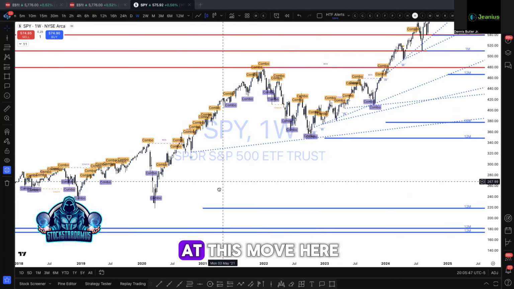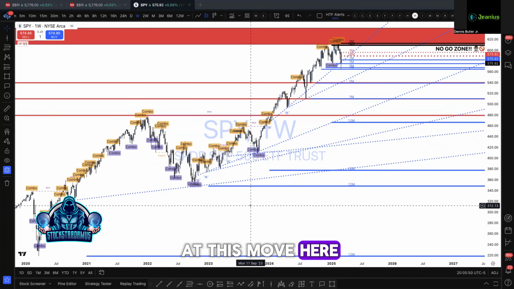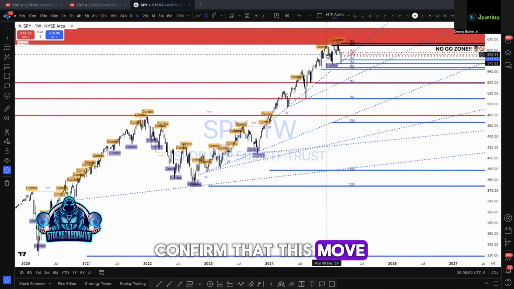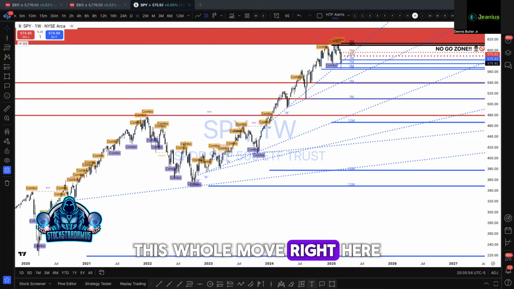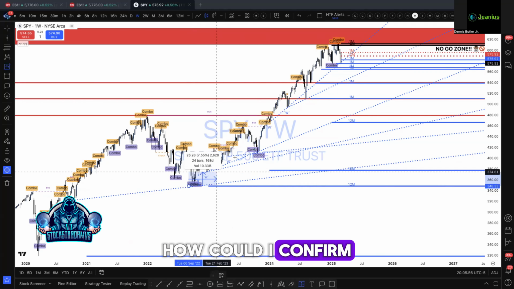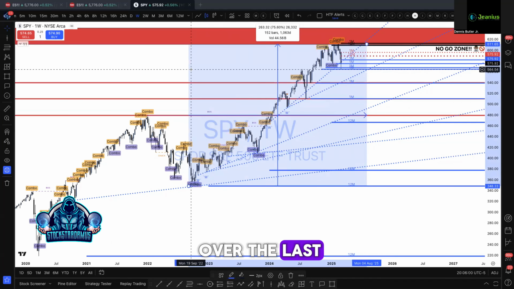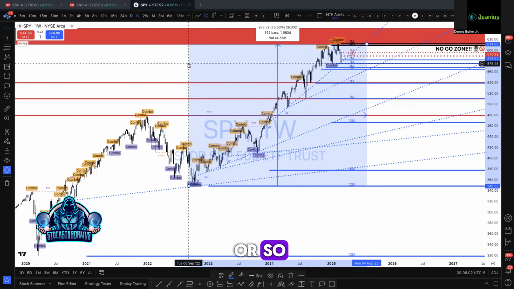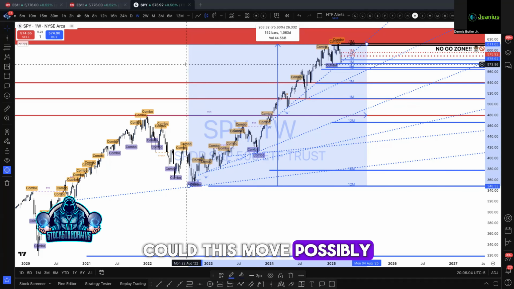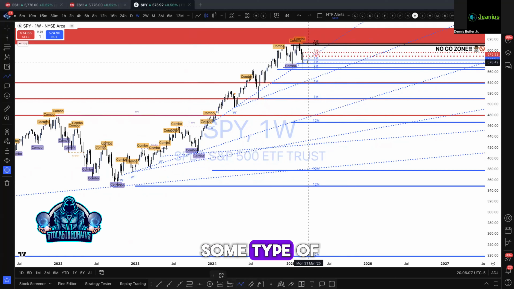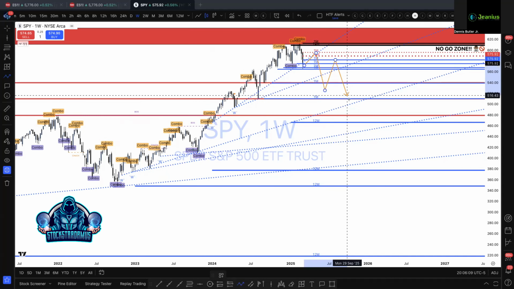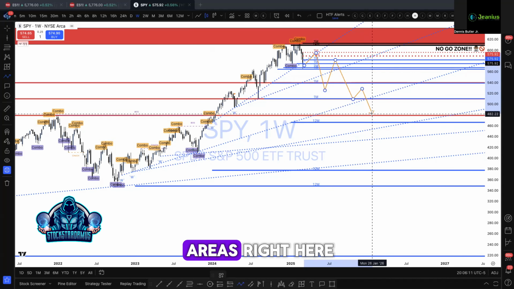And when I'm looking at this move here, how could I confirm that this entire move right here in the stock market over the last, I guess, two years or so could possibly be over, to create some type of pullback to these areas right here?